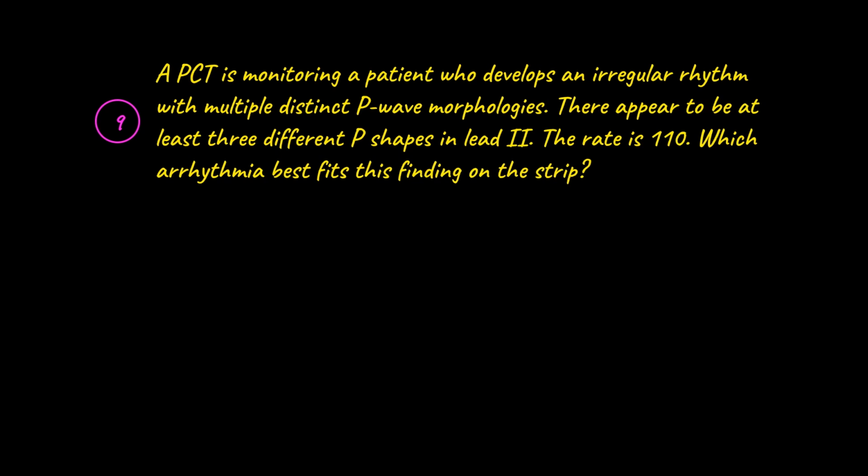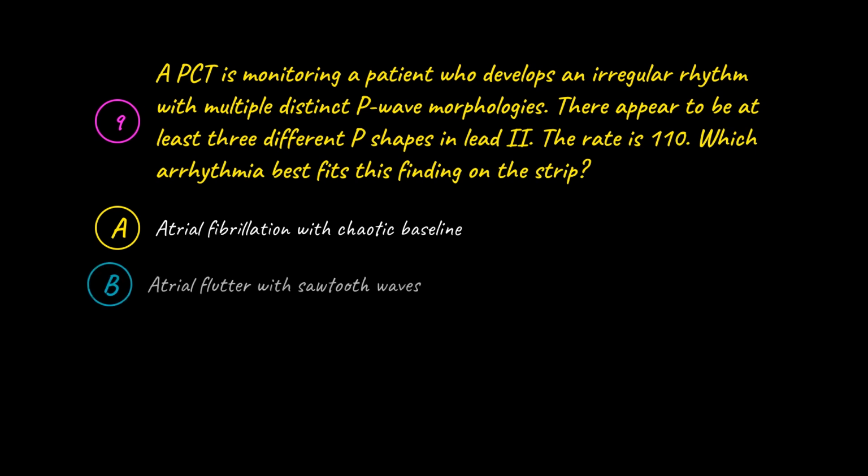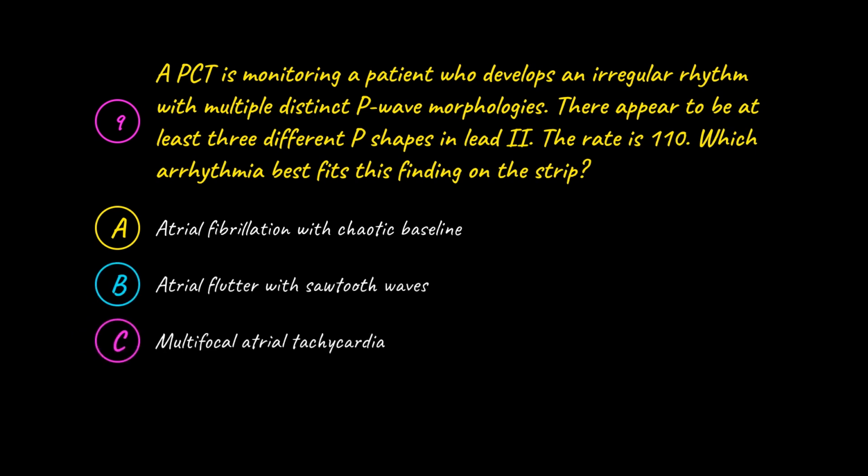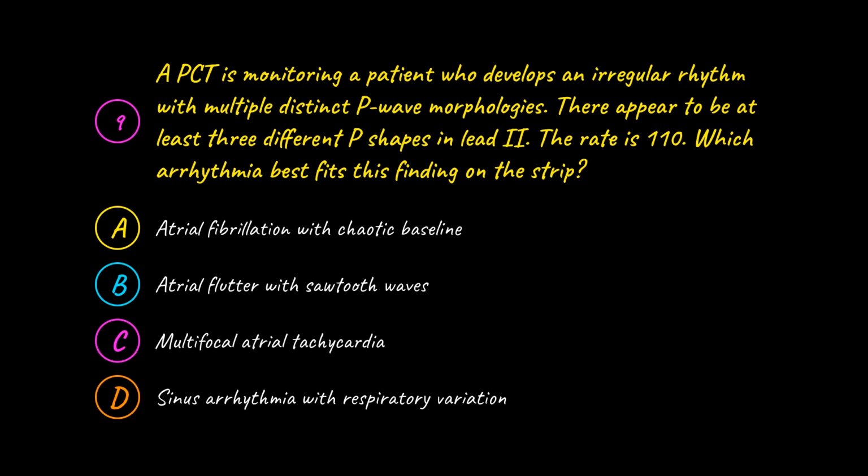Your options are: A. Atrial fibrillation with chaotic baseline. B. Atrial flutter with sawtooth waves. C. Multifocal atrial tachycardia. D. Sinus arrhythmia with respiratory variation. Which one is it? Pause the video if you need more time.